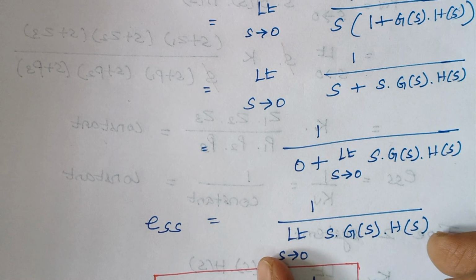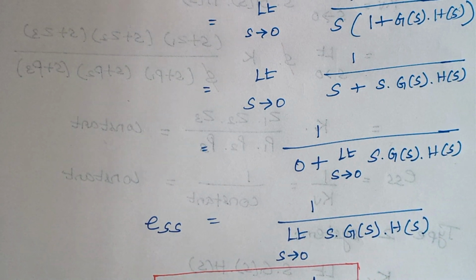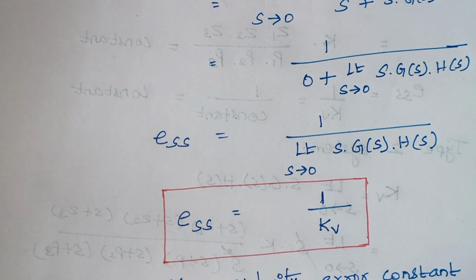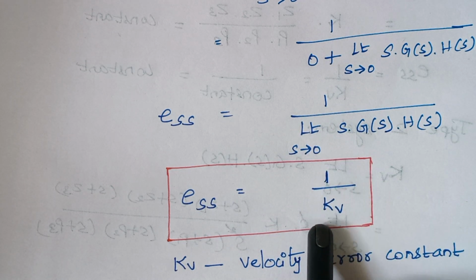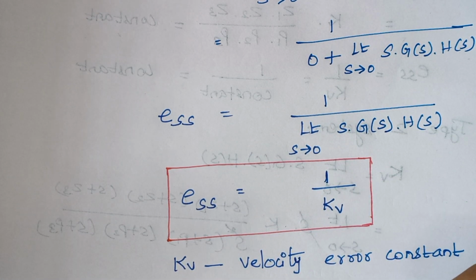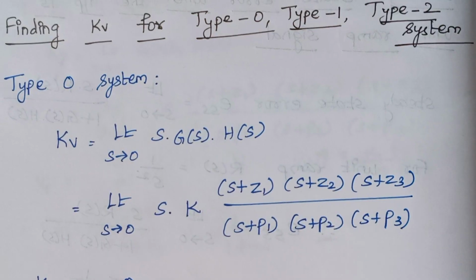So what is the formula? Limit s tends to 0, s into G of s, H of s is nothing but our velocity error constant. So here I am rewriting this entire term by 1 by Kv. And this Kv is nothing but our velocity error constant, right?